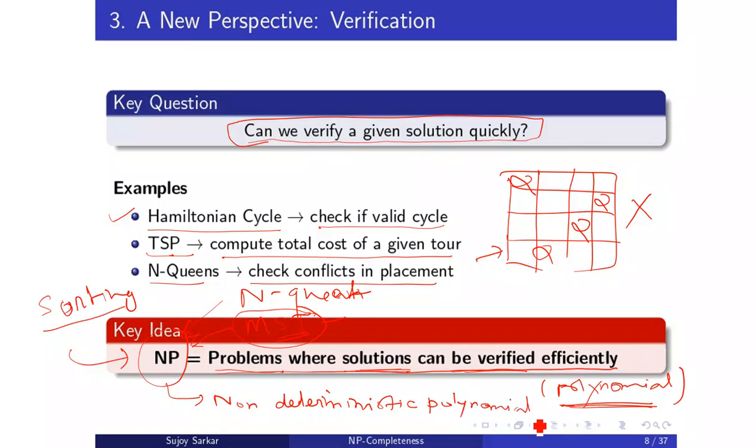Don't worry about the full form. First try to understand what the problems are that come under NP. Why it is called non-deterministic polynomial, we can discuss later. The name is given. First try to understand which problems come under it.